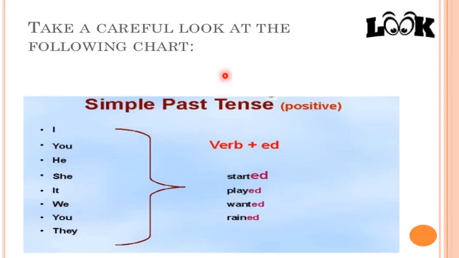Take a careful look at the following chart. In simple past tense, whether the subject is singular, plural, or the first person, we add ed with all types of pronouns or subjects. You can see here I is the first person. We use the same verb plus ed like started. You, he, she, it are singular, so we use ed with the first form of the verb like played or wanted. We, you and they are plural, and with plural also we use the same rule, ed at the end of the verb.